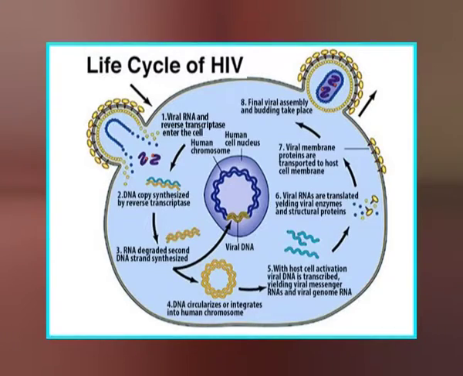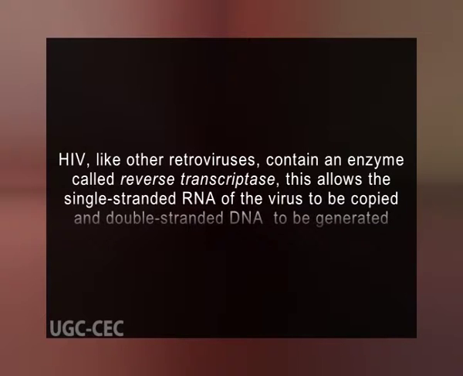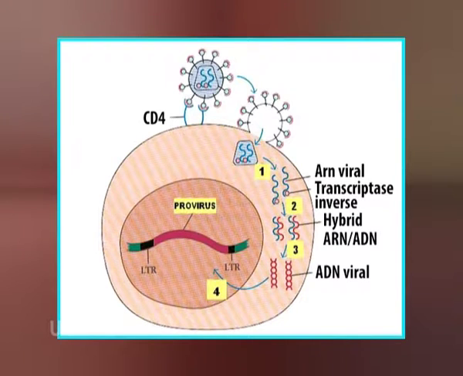HIV is a member of the group of viruses known as retroviruses, which share a unique life cycle. Once HIV binds to a host cell, the viral envelope fuses with the cell membrane and the viral RNA and the enzymes enter the cytoplasm. HIV, like other retroviruses, contains an enzyme called reverse transcriptase. This allows the single-stranded RNA of the virus to be copied and double-stranded DNA to be generated. The enzyme integrase then facilitates the integration of the viral DNA into the cellular chromosome. Provirus is replicated along with the chromosome when the cell divides.